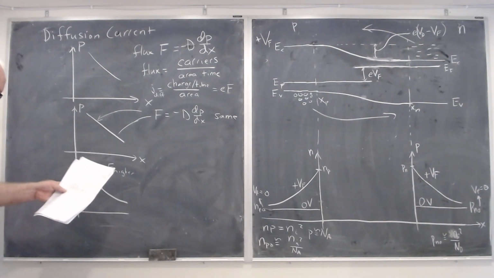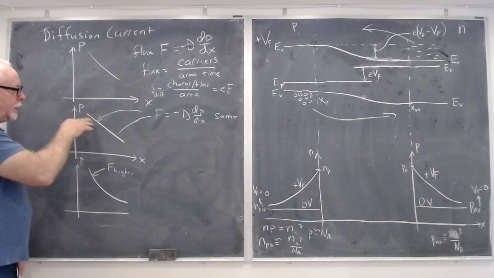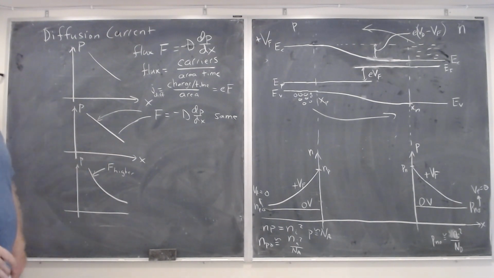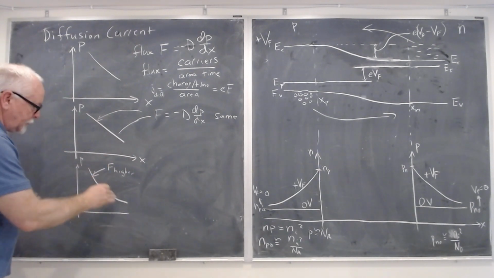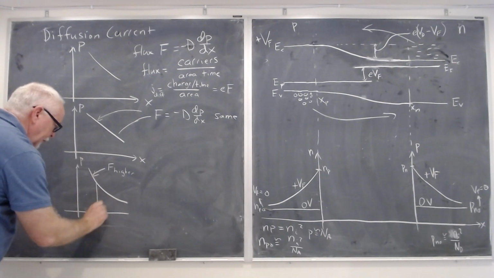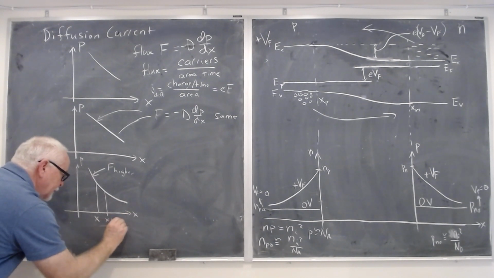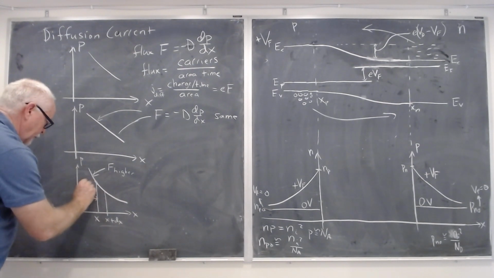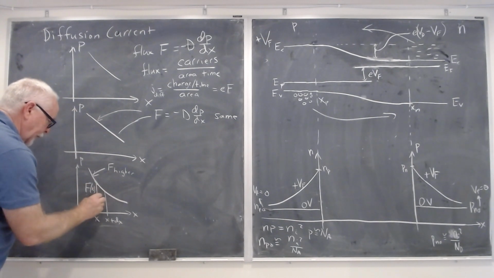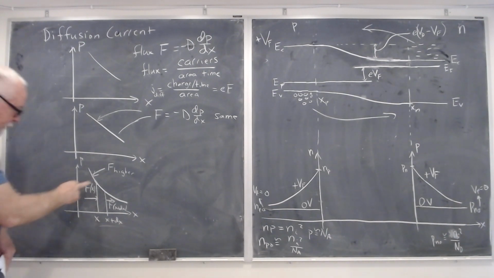Now, if you think about it, there's a big consequence. If P is just a straight line versus X, then it's kind of boring because it just means that the flux is the same everywhere. Now, if P has curvature to it, and this is X and this is X plus dx, then F there is going to be bigger than F there, because the slope there is bigger than there.